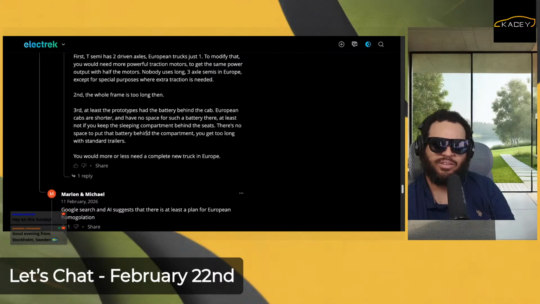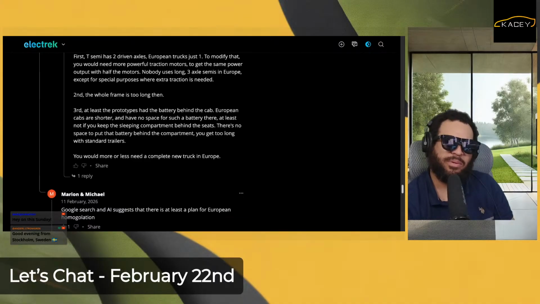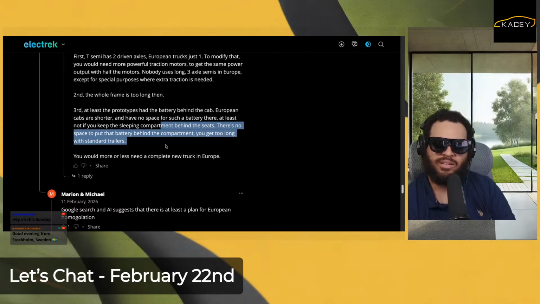Third, the prototypes had the battery behind the cab. Did they? I didn't see that. I saw them under the cab. European cabs are shorter, have no space for such a battery. Are you looking at the wrong truck? I did see some with the battery in the headache rack position, but that was not a Tesla. If you have a sleeping compartment behind the seats, there is no sleeping compartment behind the seats on the Tesla right now, because none of them are sleeper cabs.